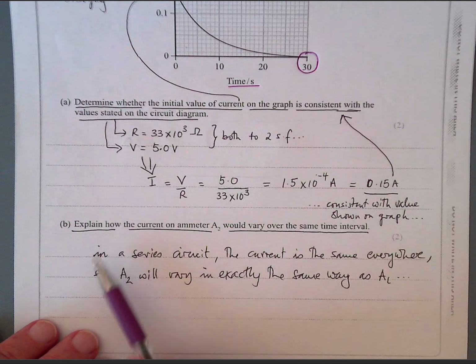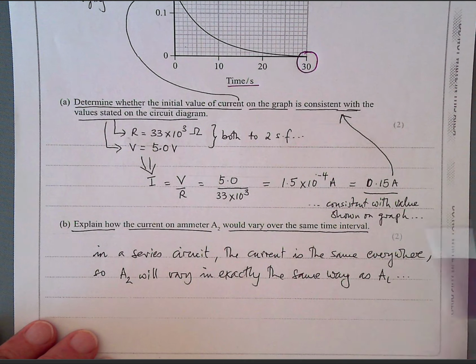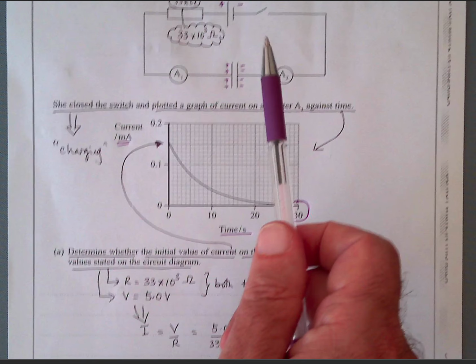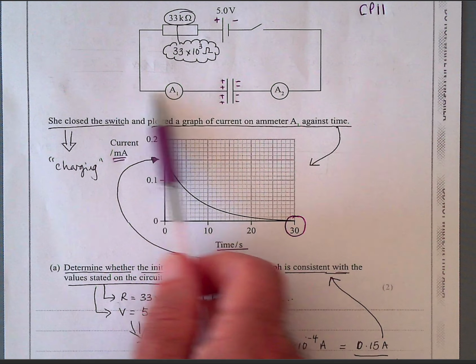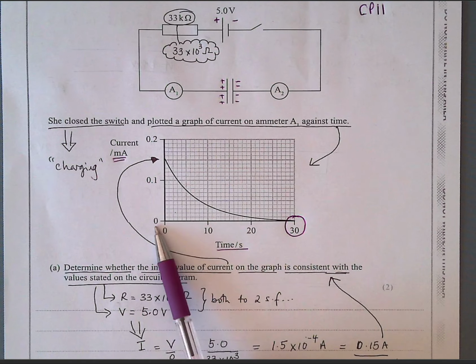Okay, so then it says explain how the current on ammeter 2, so that's the second ammeter after the capacitor, if you like, in the direction of conventional current. So if you think of conventional current flowing this way, it keeps flowing until 30 seconds when the current reaches 0.